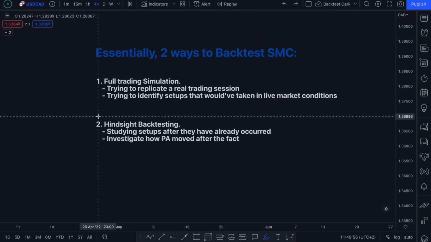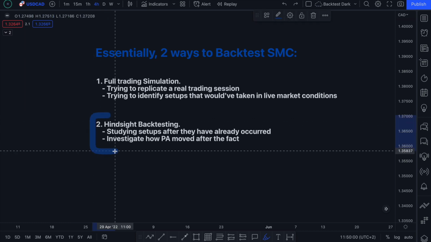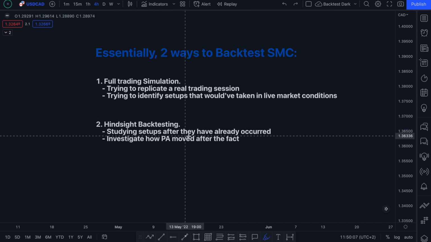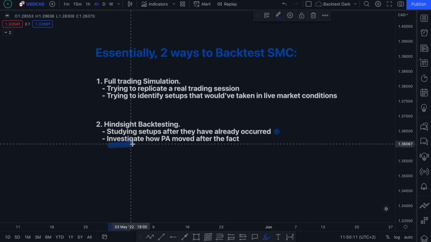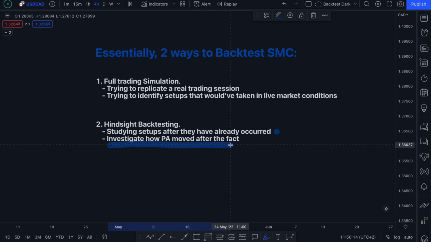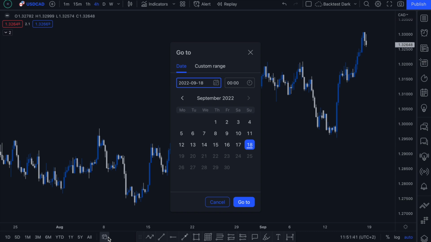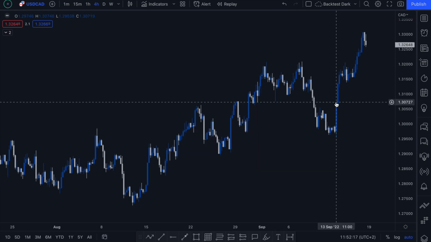Now, another way in which you can backtest smart money concepts is called hindsight backtesting. When it comes to hindsight backtesting, essentially what you're doing is you are studying setups after they have already occurred. You're trying to investigate how price action moved after the fact. Now, for reference, I am recording this video on the 18th of September, 2022. So we are going to start off by looking at hindsight backtesting.